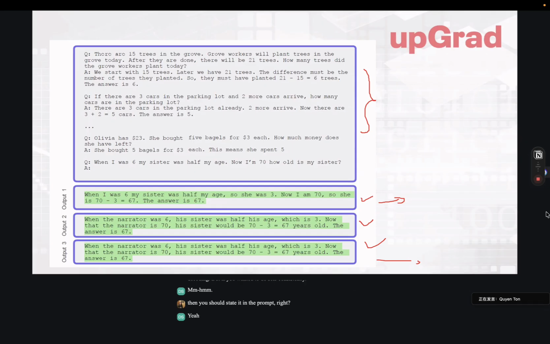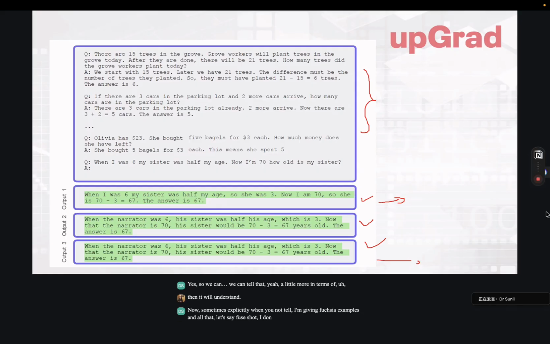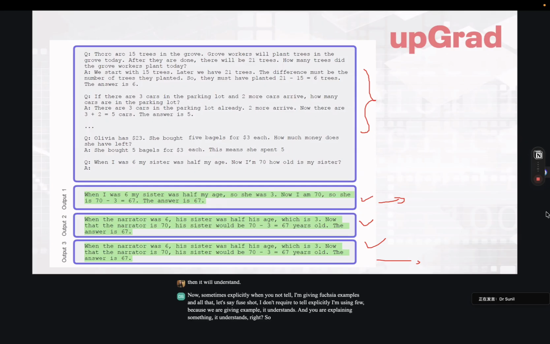Yeah. So you just use the words like "use self-consistency to solve this math," and then it will understand. Sometimes you don't need to tell explicitly. If I'm giving few examples, let's say few-shot, I don't need to say I'm using few-shot, because we are giving examples and explaining something, it understands, right? But if you want to be more explicit as well, that's perfectly fine.